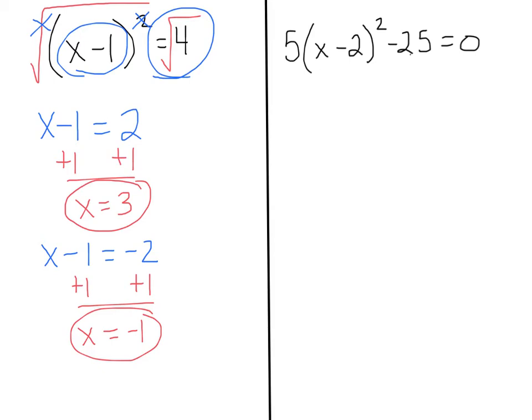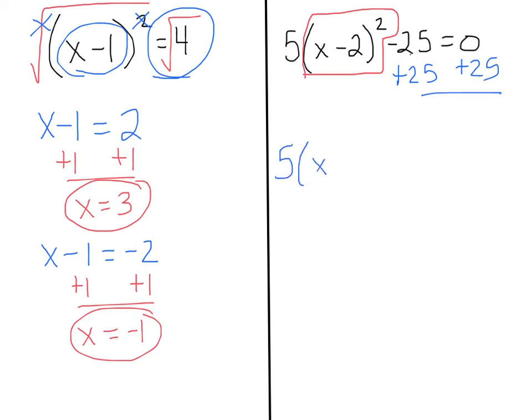Okay, so the first thing I need to do is isolate the x minus 2 squared on the left by itself. So I need to get this 5 to go away, and I need to get this negative 25 on the right of the equal sign. So the first thing I'm going to do is add 25 on both sides. And so I have 5 times x minus 2 all squared equals 25.